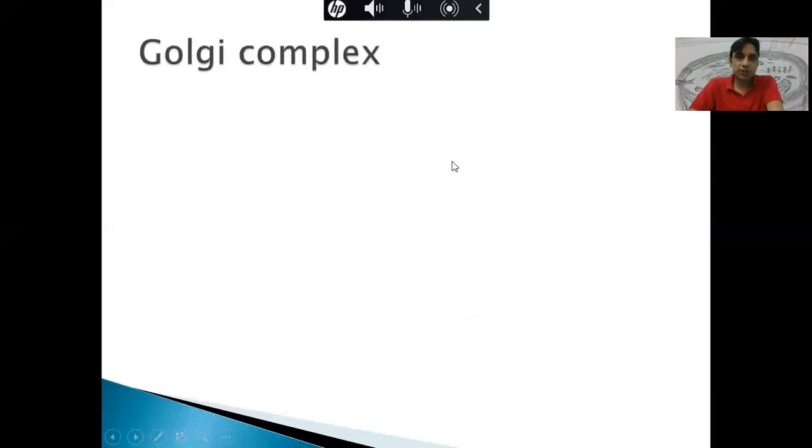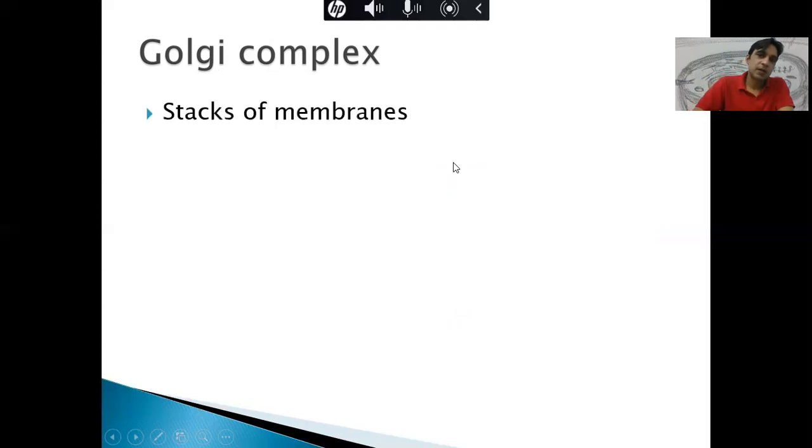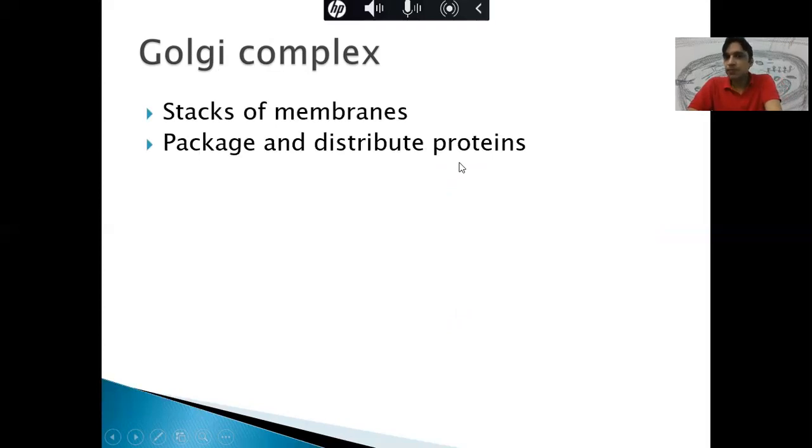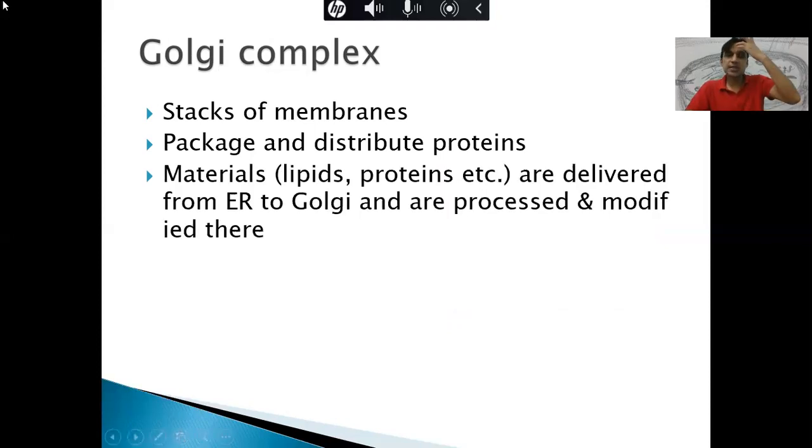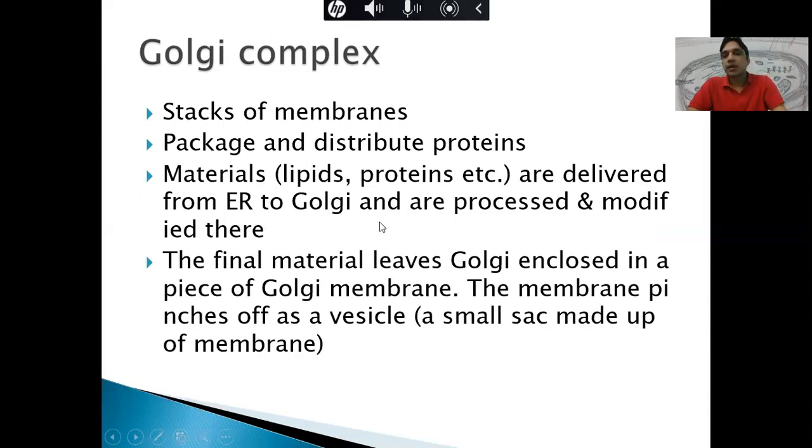The next structure is the Golgi complex. Golgi complexes are stacks of membranes. Their job is the packaging and distribution of proteins. Once materials like lipids, proteins and other bulky molecules are created, if they are supposed to be delivered within the cell or outside the cell, they are packed. If the proteins are created within the endoplasmic reticulum, then they are processed by the Golgi complex, which produces little sacs, and those sacs are then exported outside the cell.